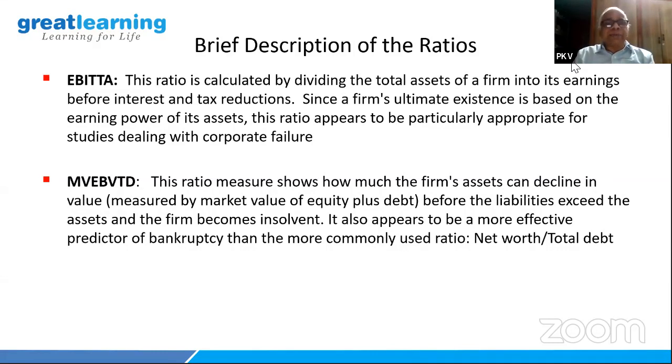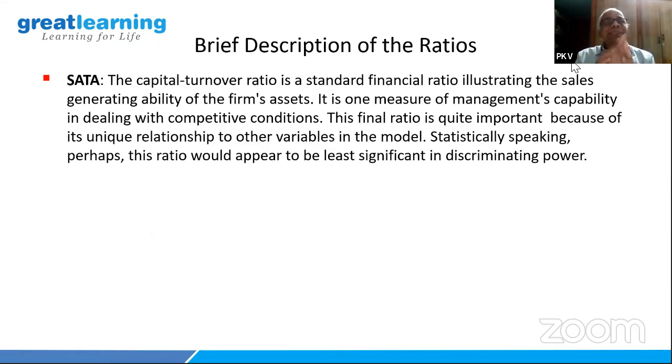Then the market value of equity to the book value of the total debt is very important. If the market value is 100, your total debt is 10, you are doing well. But if your total debt is 1,000, then you are in trouble. And therefore, these 4 ratios. The last one is sales value to the total assets.